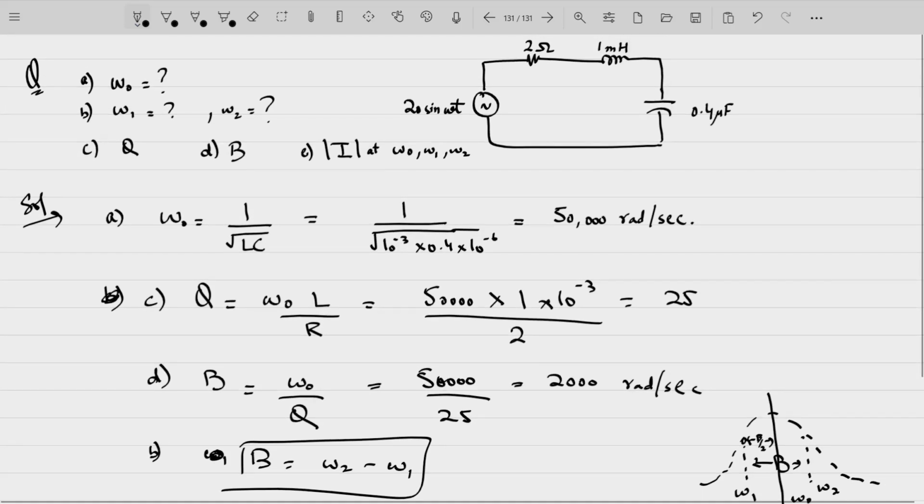Now we have to find out the magnitude of current at omega naught, omega 1 and omega 2. So the magnitude of current at omega naught is simply equal to Vm divided by R. Vm is 20 divided by R, that is 2 ohms. So this is equal to 10 amperes.